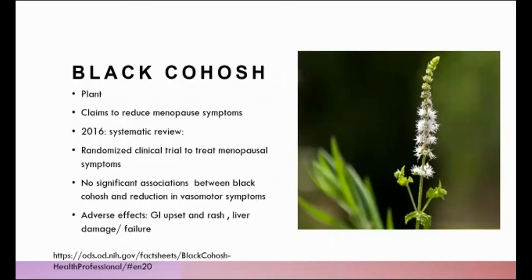Black cohosh I just thought I'd cover because a lot of patients seem to be interested in it. It's a plant. It's claimed to reduce menopause symptoms. There's a systematic review of this drug, and it basically showed no association between this and the vasomotor symptoms. In fact, it caused gastrointestinal upset and can cause liver toxicity. So definitely, before you take it, if you're keen, talk to your oncologist and look at the evidence.